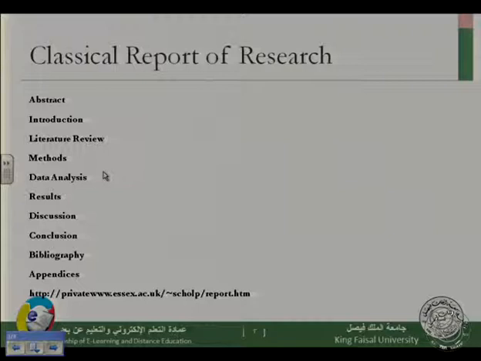And then we have the introduction. In the introduction, you can have it, as I said, as a chapter in your dissertation or in your thesis, or if you are writing an article or a term paper. A term paper is less, or shorter, than an article.